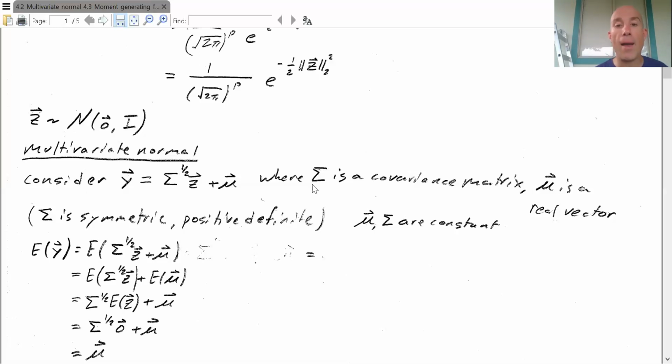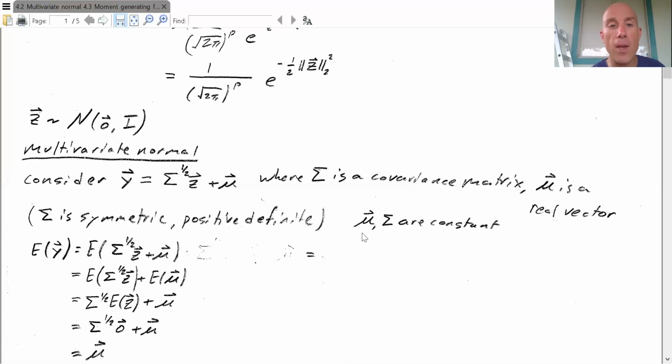So remember that sigma is a covariance matrix. It's positive definite and it's symmetric. Mu is a real vector, so it can take on any real values, and we're not going to be worrying about complex numbers or anything like that. We're keeping it real, yo. Okay, and something about this is that mu and sigma are constants. We're not worrying about hyperparameters, and we're not treating these as variables. That's for another class. We're not dealing with it because we want to get to linear models.